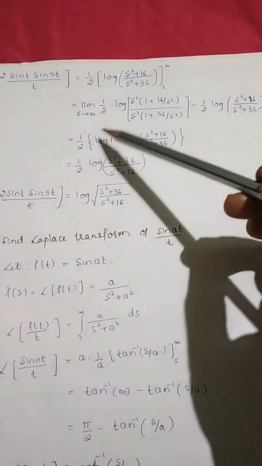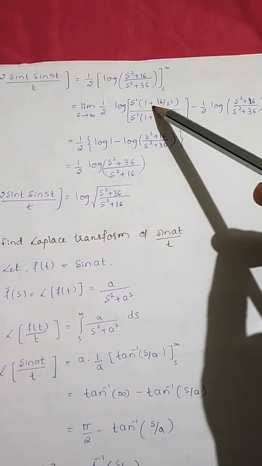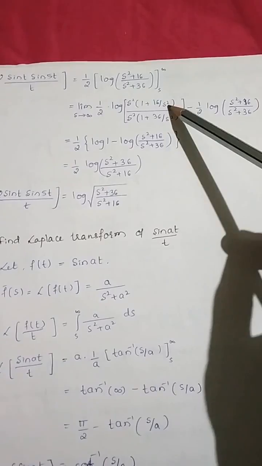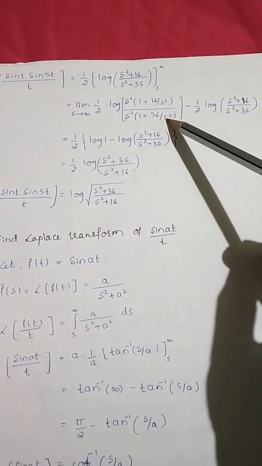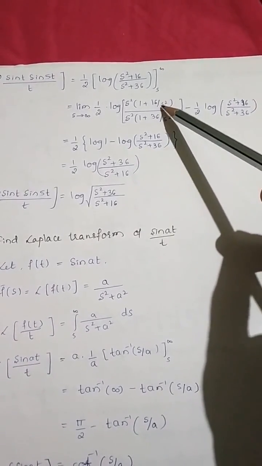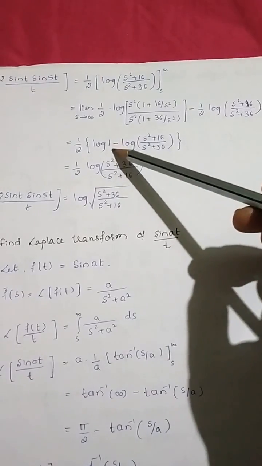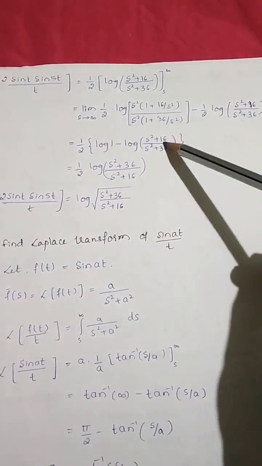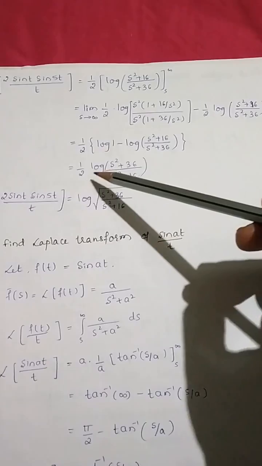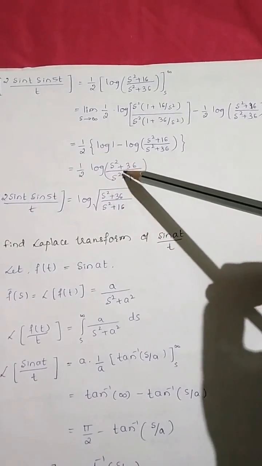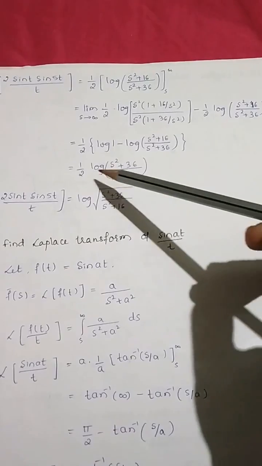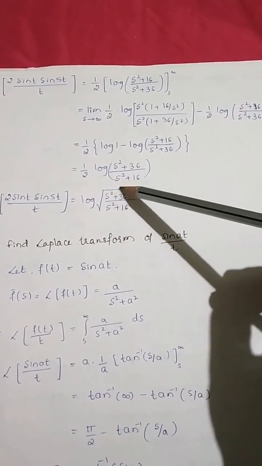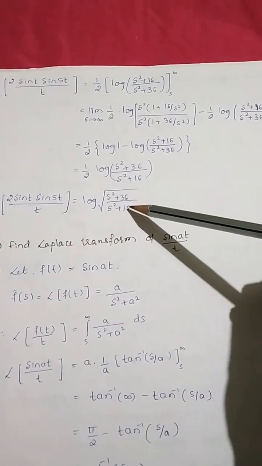Next, take 1 by 2 outside. Here s square gets cancelled. 16 by s square and 36 by s square, with the infinite limit, become 0. We are left with the first term log 1 minus log of s square plus 16 upon s square plus 36. Simplifying this bracket term, we obtain 1 by 2 into log of s square plus 36 upon s square plus 16. Next, again applying the law of logarithm, we obtain log of square root of s square plus 36 upon s square plus 16.